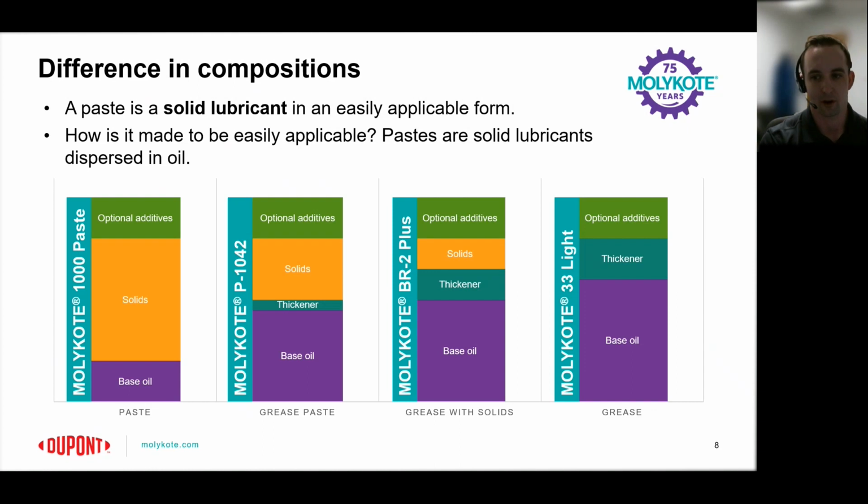For the conditions that may fall in between the strengths of a grease and a paste, we do have things like greases with solids and grease paste, which excel in those mixed friction regime areas. You can also see that we have a product listed on each one of these bar charts. Live is an example of a MOLYKOTE product that falls in that category. For paste, we have the 1000 paste. For grease paste, we have P1042. For greases with solids, we have the BR2 Plus, and then for a simple grease with no solids in it, we have the MOLYKOTE 33 Light.